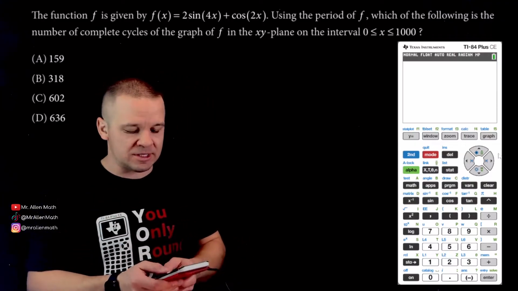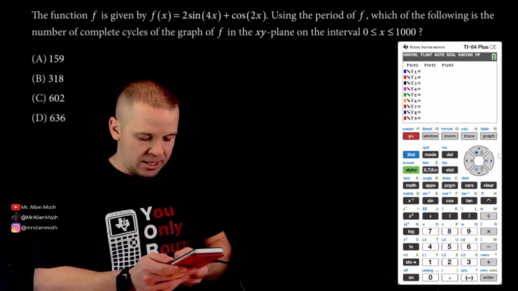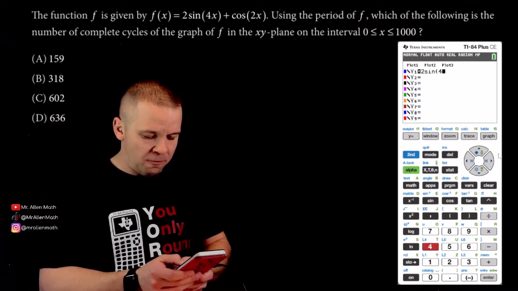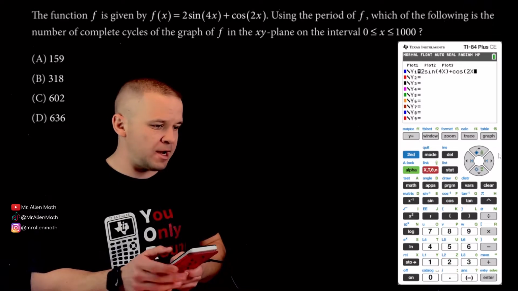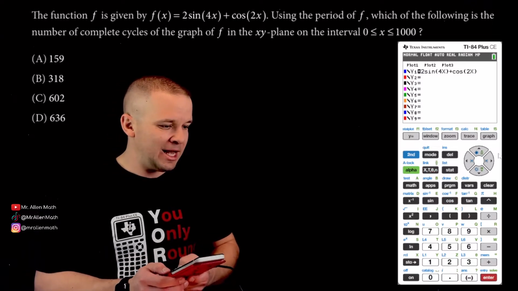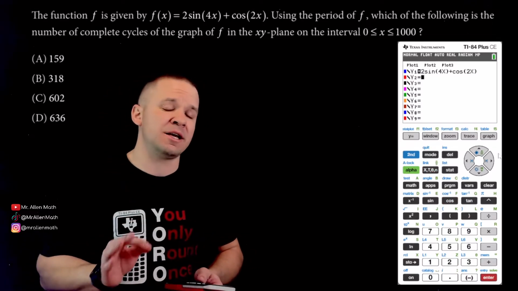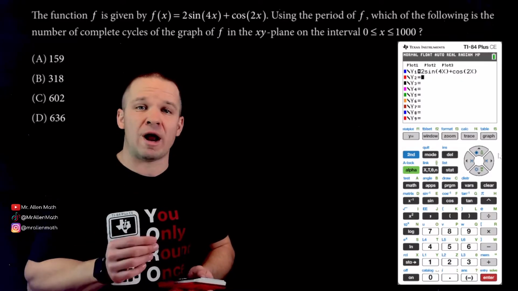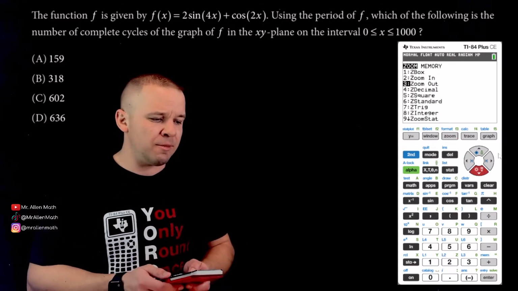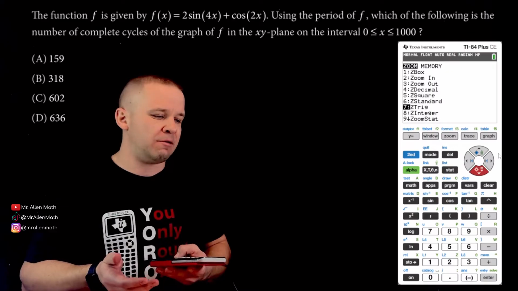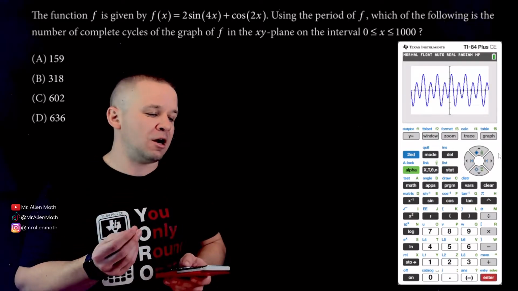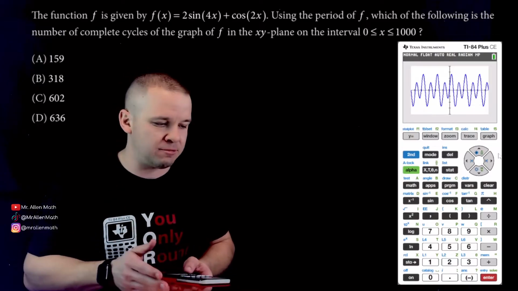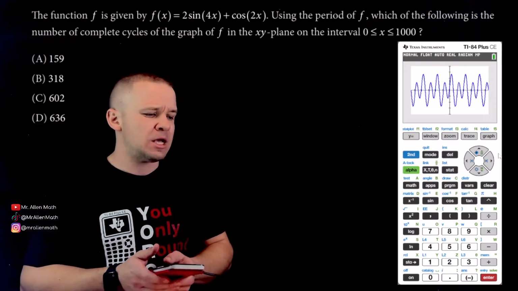Anywho, let's plug this thing in. So y equals, and then I've got 2 sine of 4x, close my parentheses, plus cosine of 2x, close them, enter, boom, we're good. All right, so now next thing here is when I go to graph, I'm actually going to hit zoom, and I'm going to go to trig. You don't have to do this, but I find it to be helpful. And then there we go. We got our nice little graph right there of this crazy trig function, right? It's not a normal one that we would graph by hand.